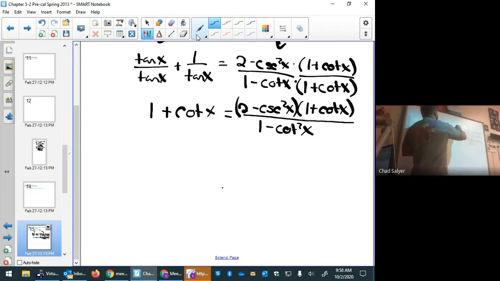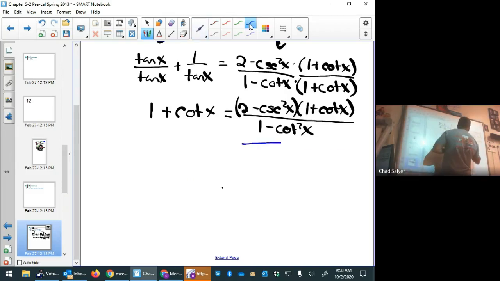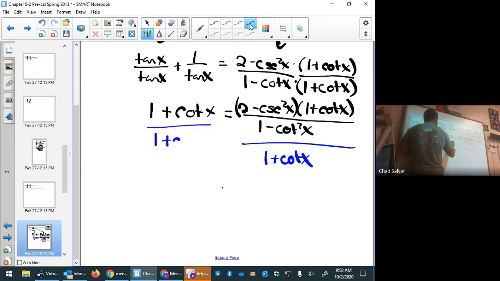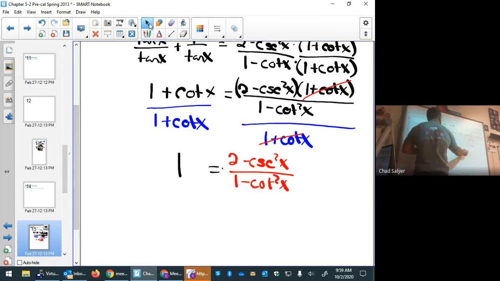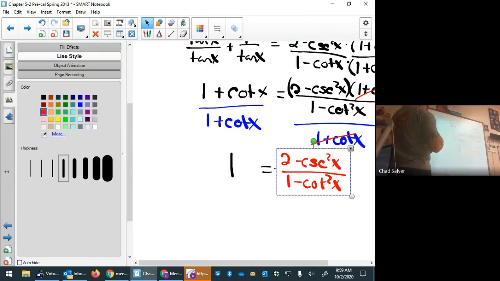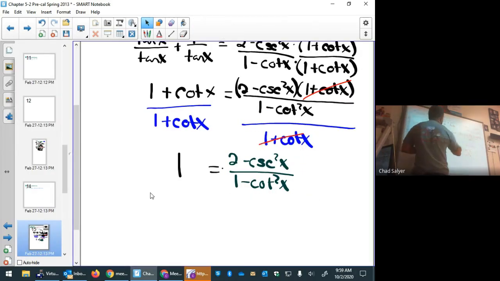And there's an interesting step I can do here. I can divide both sides by 1 plus cotangent x. And I'm going to get 1 on the left, which is the simplest possible expression, at least from my point of view. And over here, that will cancel. So that'll get rid of one big headache for us. And we got 2 minus cosecant squared x over 1 minus cotangent squared x. I'm trying to keep my color scheme consistent here.